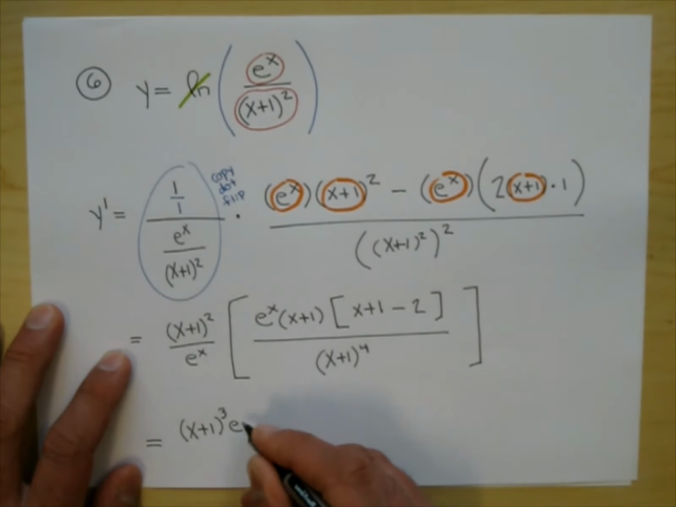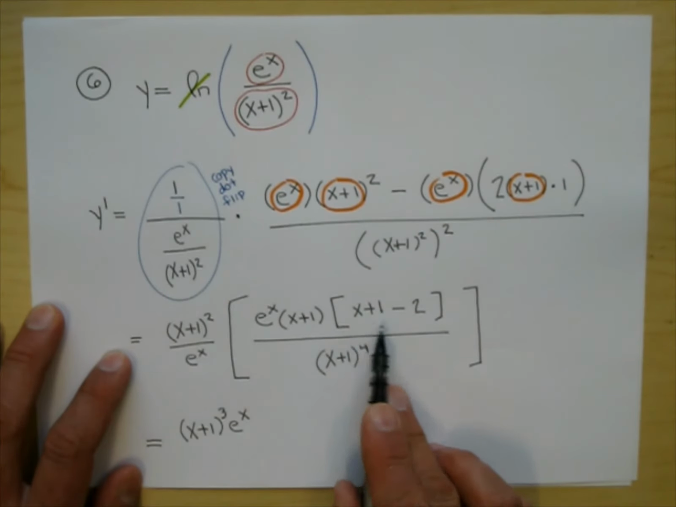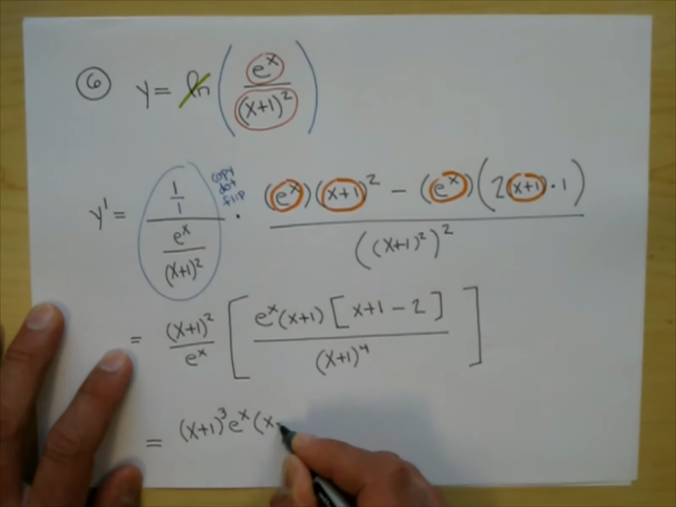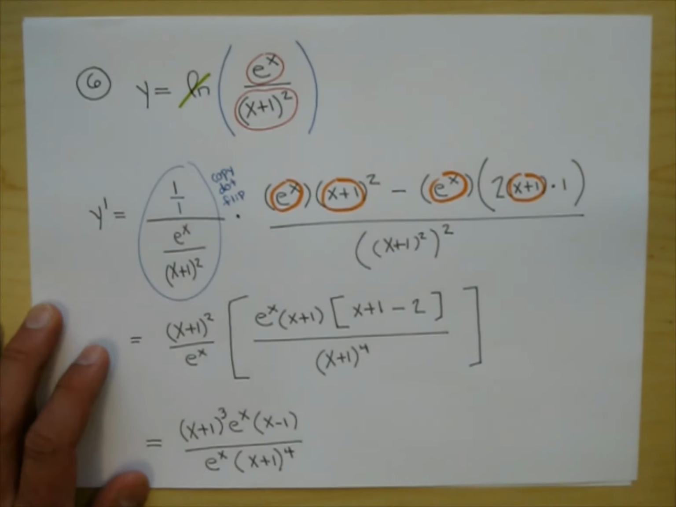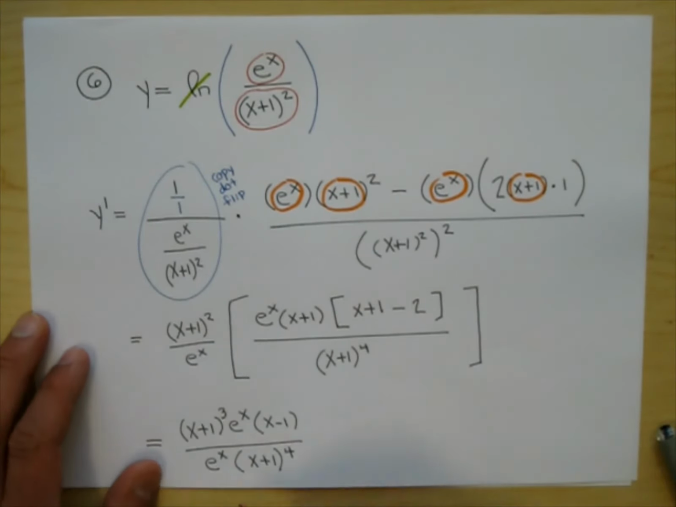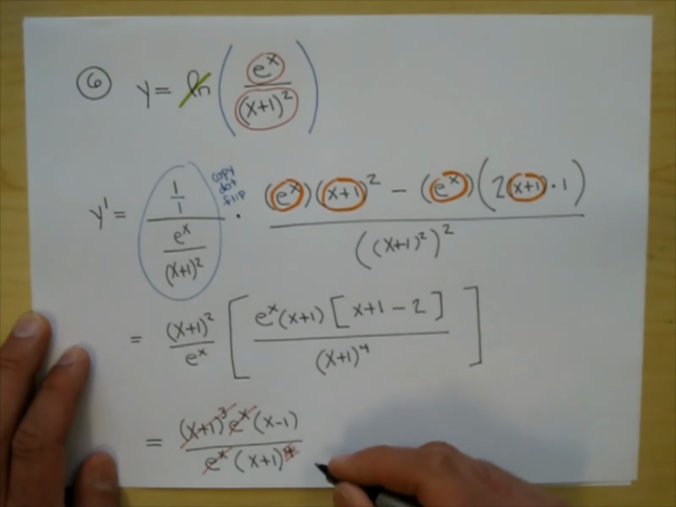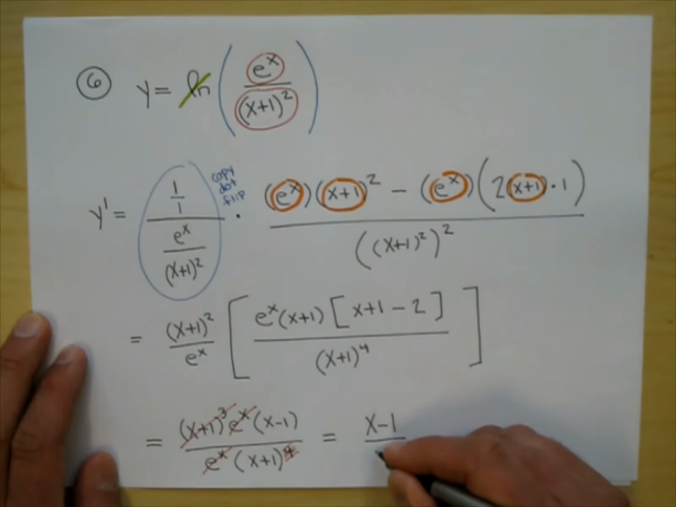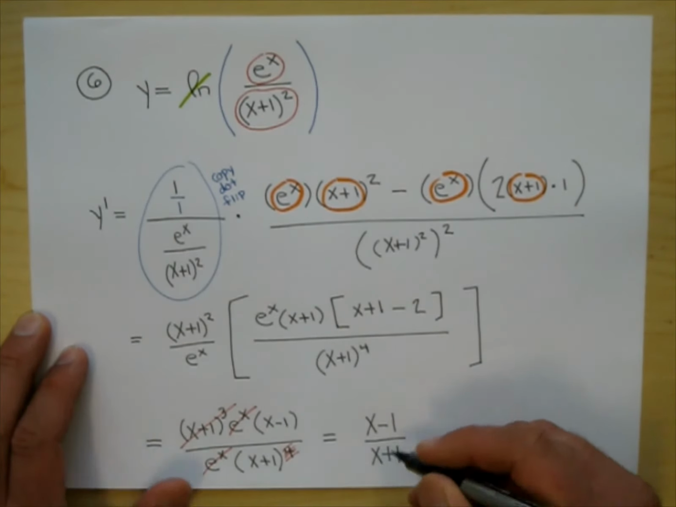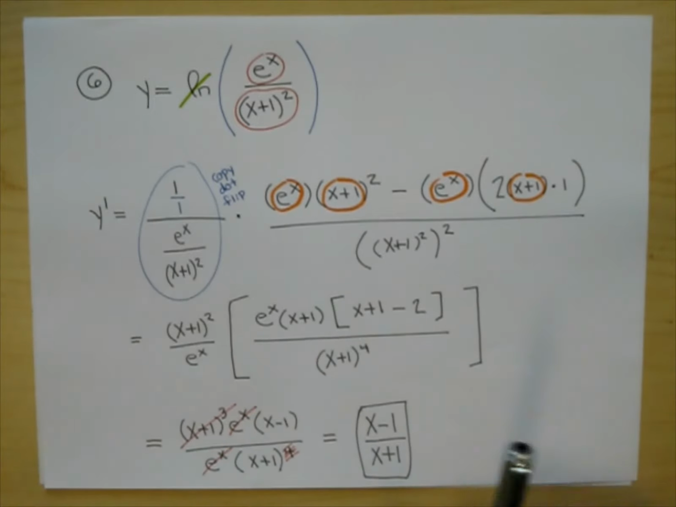I have an e to the x. And then inside these brackets I have an x minus 1, which I'll just write as x minus 1 in parentheses. And on the bottom I have an e to the x, which is that guy right there, and then x plus 1 to the 4th. Now things can cancel and things will cancel. The e to the x's cancel. And then these guys, there's 3 of them up there and 4 of them down there, so you're going to get some reducing like that. When it is all done, you end up getting x minus 1 over x plus 1. That is the answer.